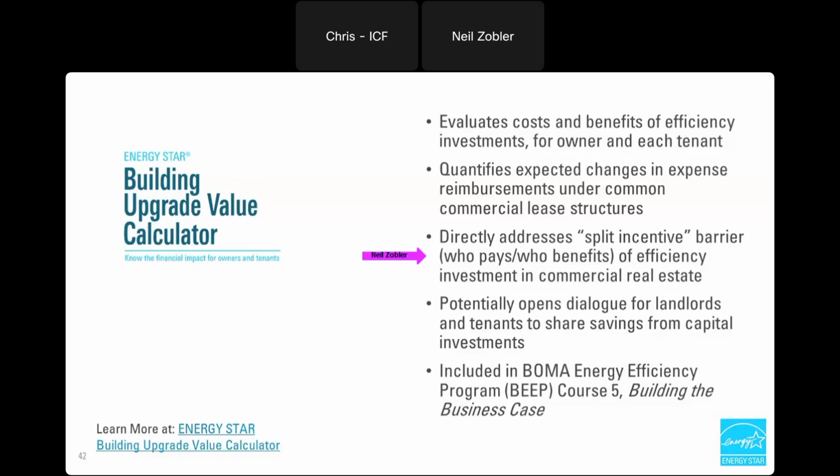So if you download this tool, it will help quantify the expected changes and expenses, and it generates dialogues for landlords and tenants so they can talk about how to share the savings from the capital investments. It is included in the BOMA Energy Efficiency Program, Course 5, Building the Business Case. So this is, again, a tool that's tried and proven, and certainly worthwhile if you're dealing with the split incentives challenge.